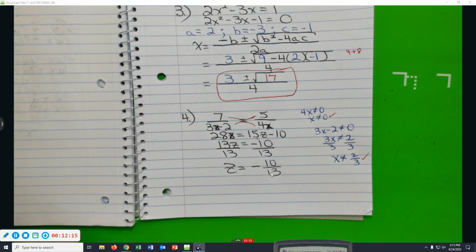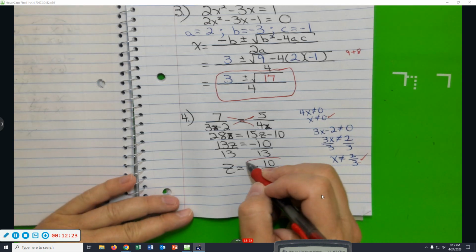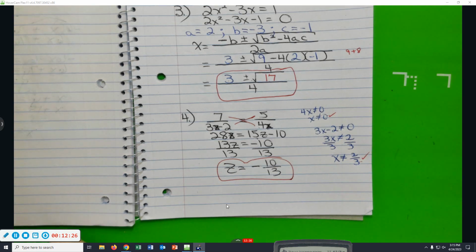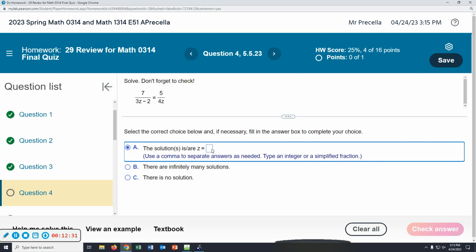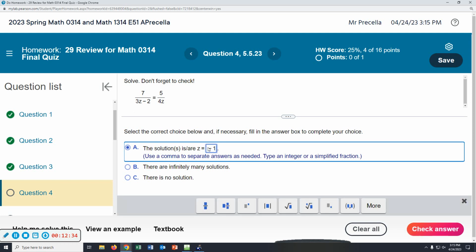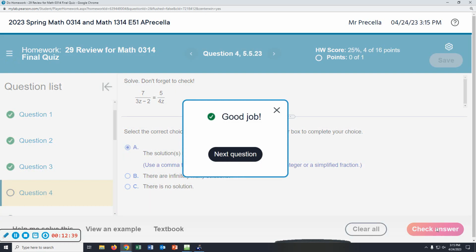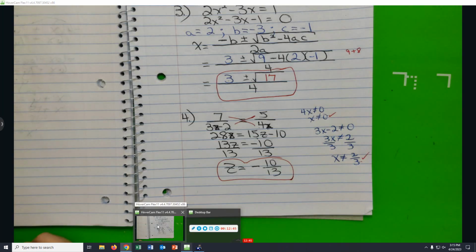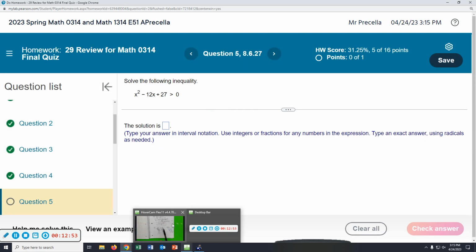Is that answer okay? Yes, the only numbers that would have been unacceptable are positive 2/3 and positive 0. z equals negative 10 over 13. Any questions on that? Keep in mind, all those smudges are z's.